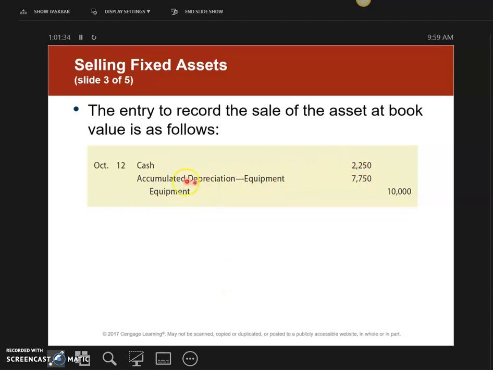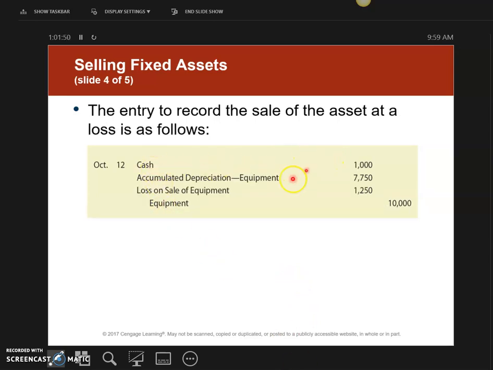I have to take these two accounts off the books by debiting and crediting them for the amounts in that actual account. What if I sell it for less than $2,250? What if I sell it for $1,000? So here I only get $1,000, but now I have a loss of $1,250, which is the difference of the book value.